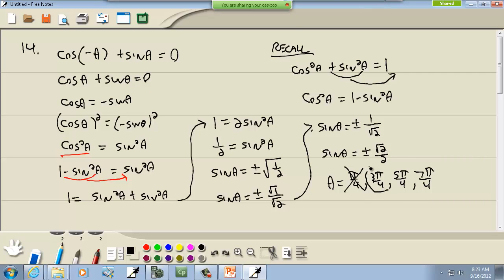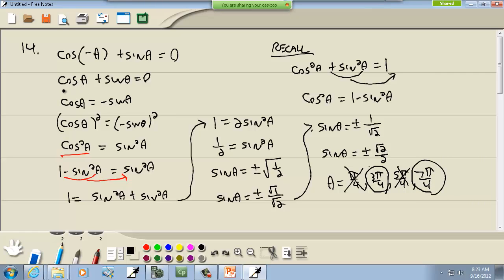So this one checks. 5 pi over 4. If I put 5 pi over 4 in here, 5 pi over 4 in here, I'd get negative square root of 2 over 2 and negative square root of 2 over 2, which doesn't check. And 7 pi over 4 would check. So those are the only two answers.